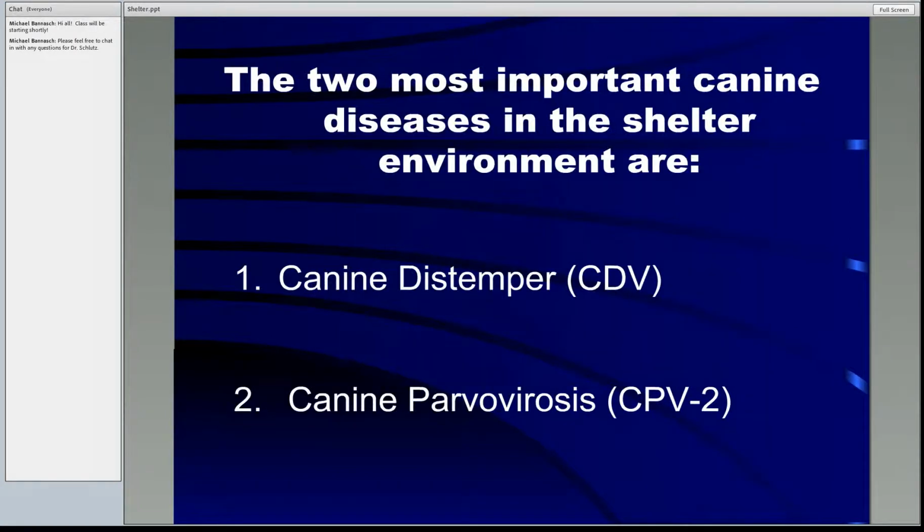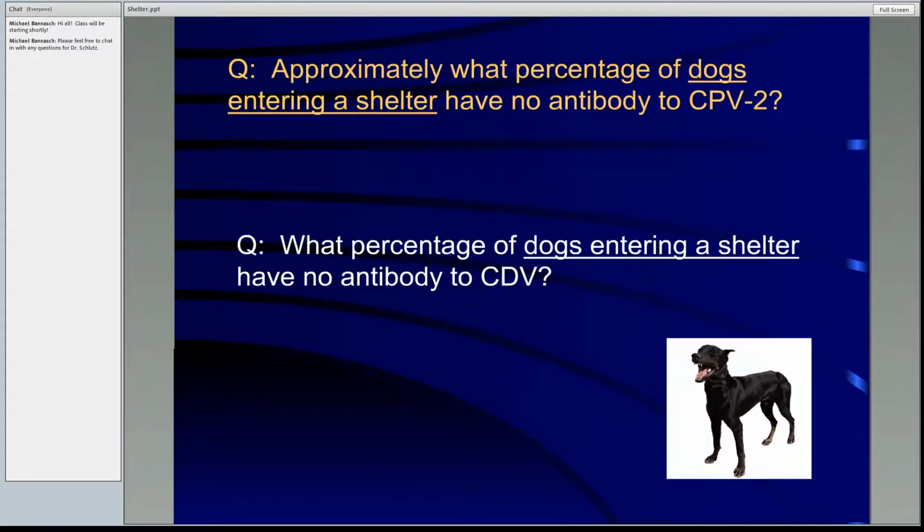Well, the two most important canine diseases and vaccines that we need to be giving are canine distemper and canine parvovirus. So approximately what percentage of dogs entering a shelter have no antibody to canine parvo? Well, we find about 30% have never seen parvovirus before they get to that shelter. And this has been true in surveys that we've done in various parts of the country. So it doesn't really matter where it is, it's pretty much the same.